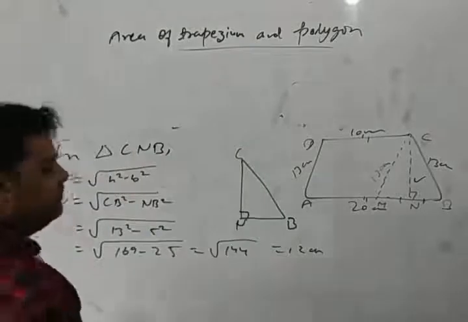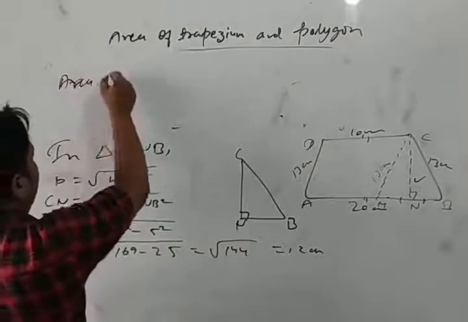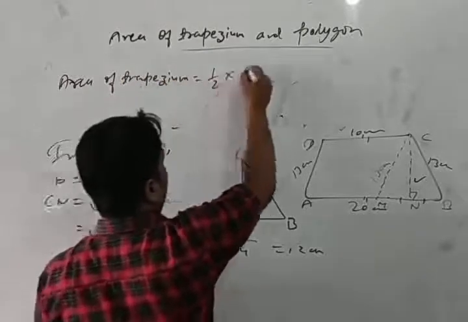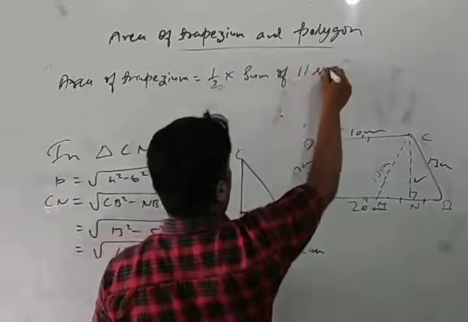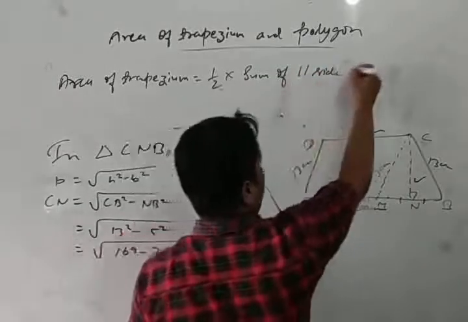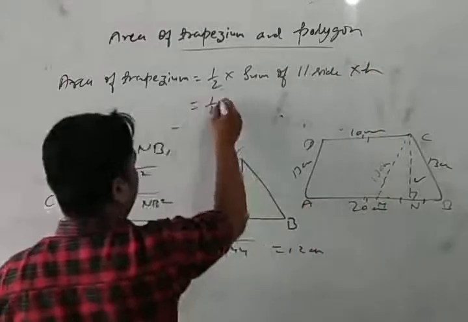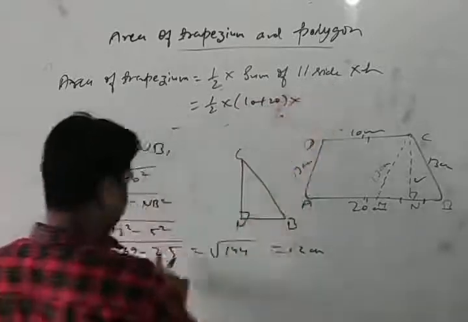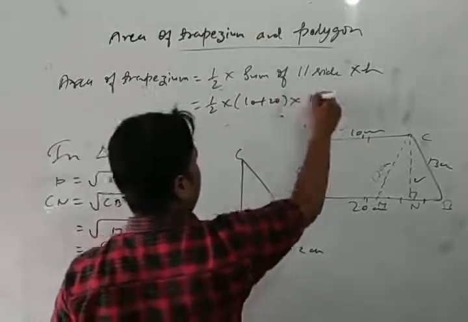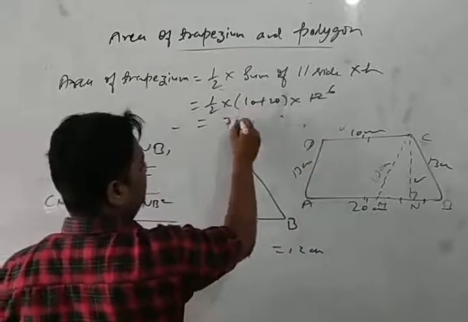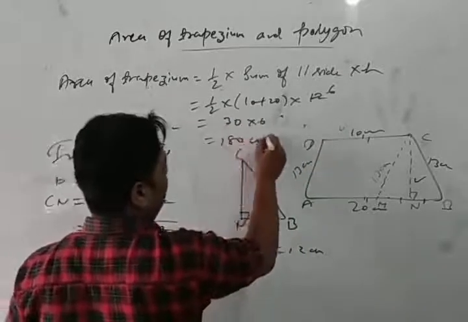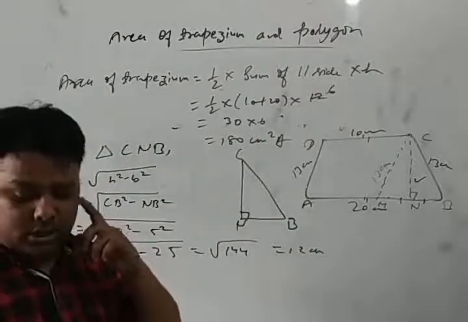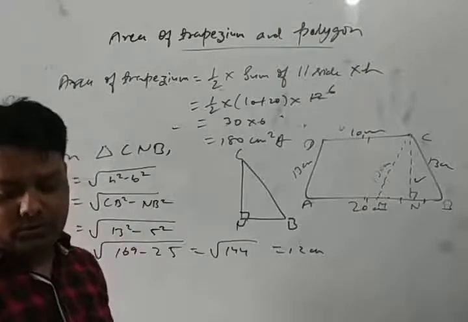Now we can apply the formula for the area of a trapezium. Area of trapezium is equal to 1 by 2 into the sum of parallel sides into height. That is 1 by 2 into (10 plus 20) into the height we just found, 12. So 2 into 6, it will be 30 into 6, that is 180 centimeter square, the area of the trapezium. Okay, dear, I hope that you have all understood. Thank you.